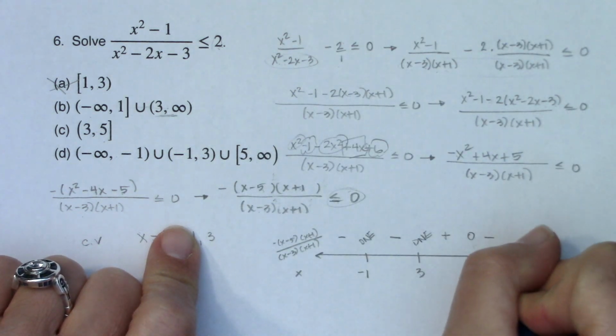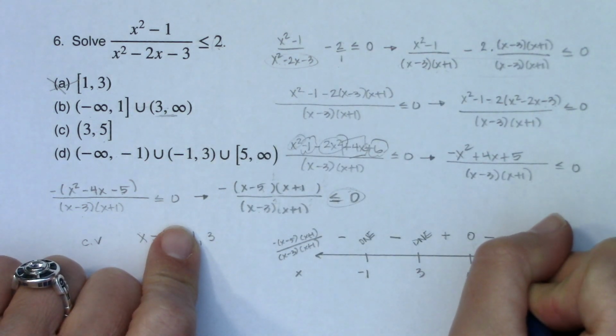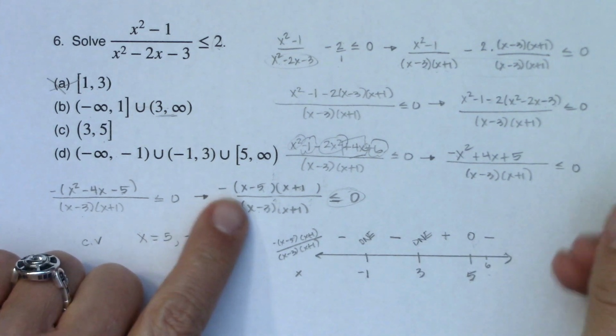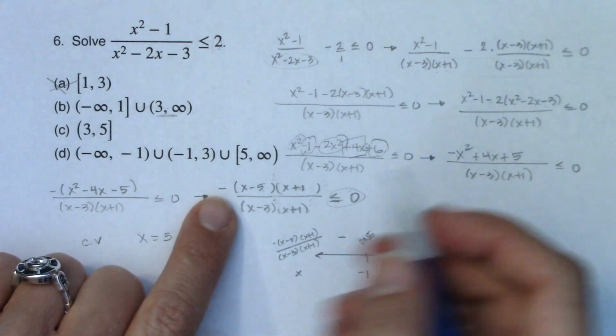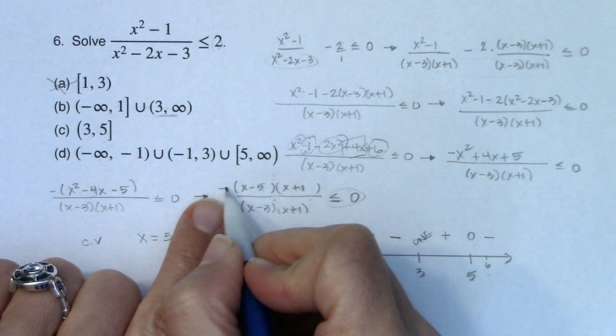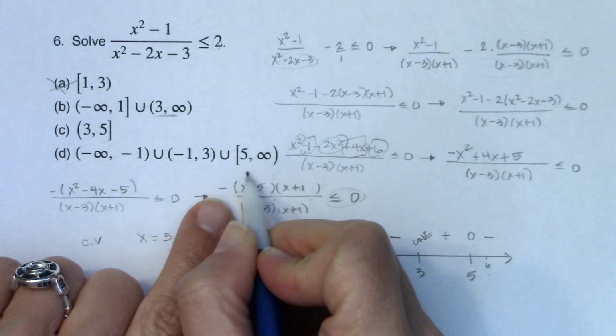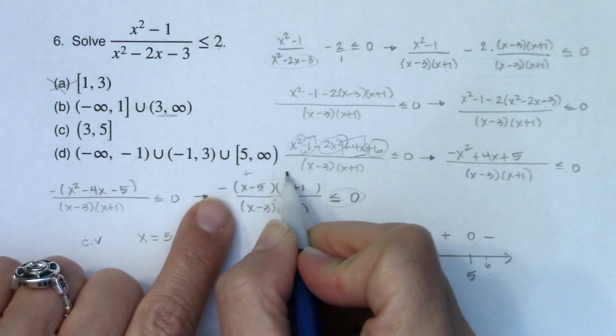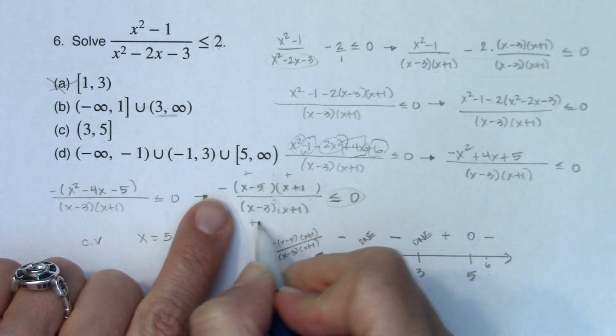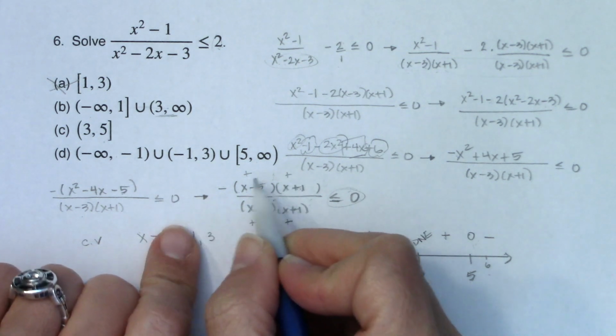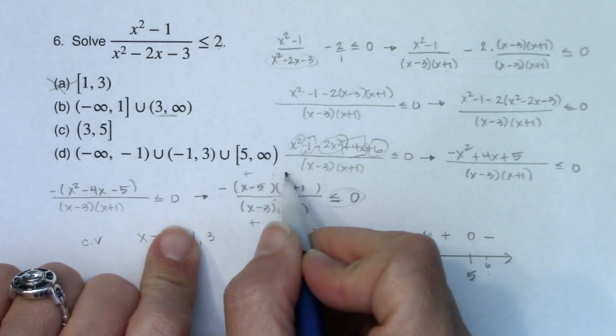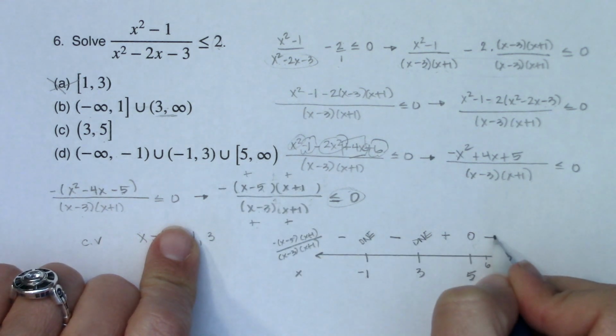So you pick test points. So I think of something to the right of 5. Something to the right of 5 is like 6. All right, so if I want to collect this, I'll have a negative from this lead negative. 6 minus 5 is going to be positive. 6 plus 1 is positive. 6 minus 3 is positive. 6 plus 1 is positive. So if I have a negative times a positive, positive, positive, positive, the sign is negative.